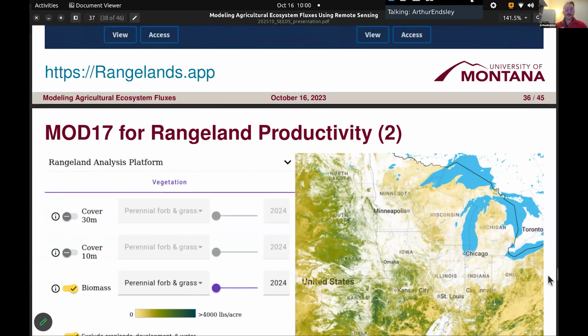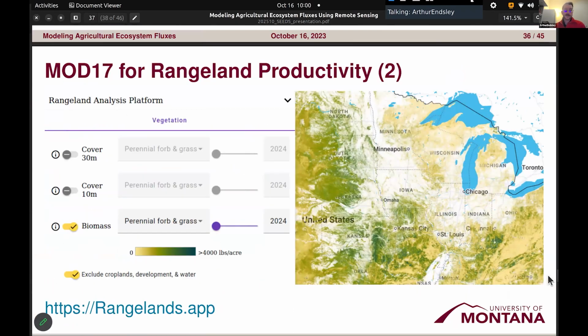And this is an example of what that looks like. You can check out the map yourself at rangelands.app. This map is only available in the contiguous United States, but again, this is just an application of Mod 17. This is a fairly straightforward application. It is underpinned by these machine learning estimates of land cover and fractional land cover change, but the model itself is fairly simple. So it's something that I think certainly could be applied to other regions.